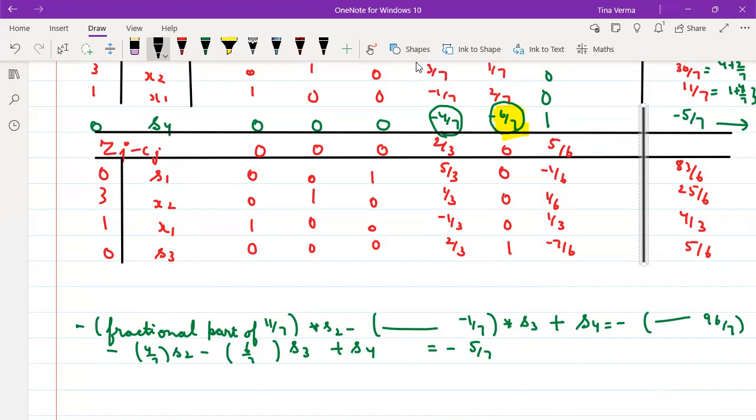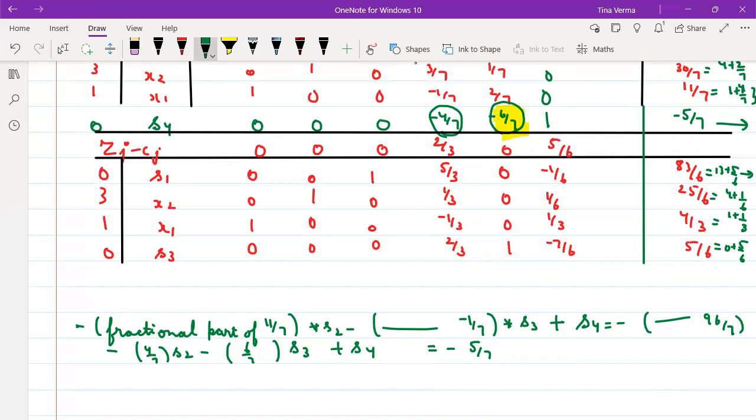Here 83/6 is coming as 13 + 5/6. This is your 4 + 1/6 and this is your 1 + 1/3 and this is your 0 + 5/6. So now you have 5/6 for S2. You can choose anyone. Okay? We are doing it for the first. You have to choose the maximum, right? So for 5/6 we are adding a constraint.